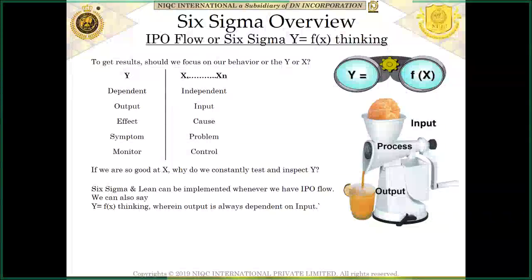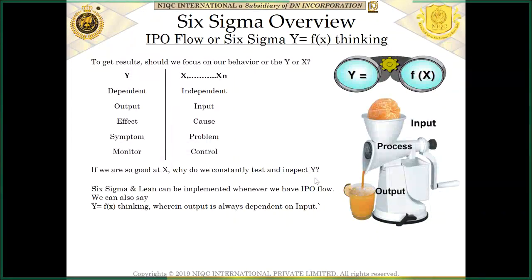And X will be your sales executives' knowledge, probably the information they have, the process they are following, the experience they have. All these things will be inputs. If Y is your success, X can be your experience, your qualification, your hard work, and so on. So Y is the result, and X is the cause or reason for that result.